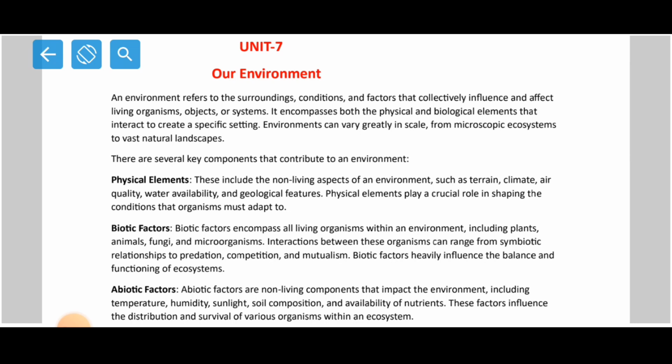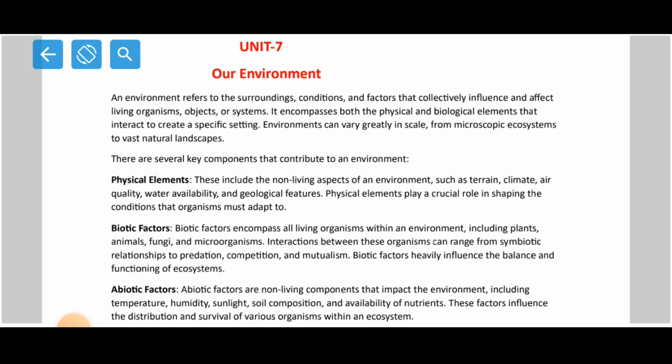Environment is divided into two parts, that is the biotic factors as well as the abiotic factors. Biotic means the living organisms, the plants, the animals, the microorganisms. All this comes under biotic factors, whereas abiotic factors means the physical factors like the rivers, the mountains, the hills, the valleys. All this comes under physical factors or abiotic factors. So environment can be anything. It can be as small as a microscopic ecosystem and as large as a natural landscape.